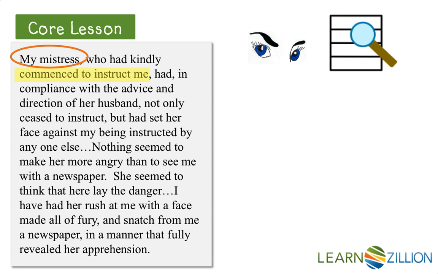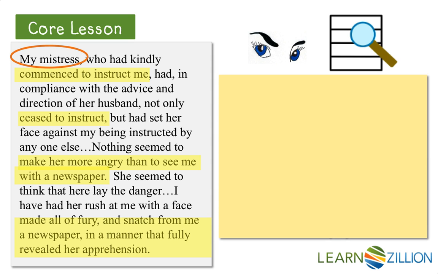Mistress Hugh commenced to instruct Frederick. She ceased to instruct him. She got angry with him when she saw him with a newspaper. And this last part might be important to use because it says her actions revealed her apprehension about Frederick reading.